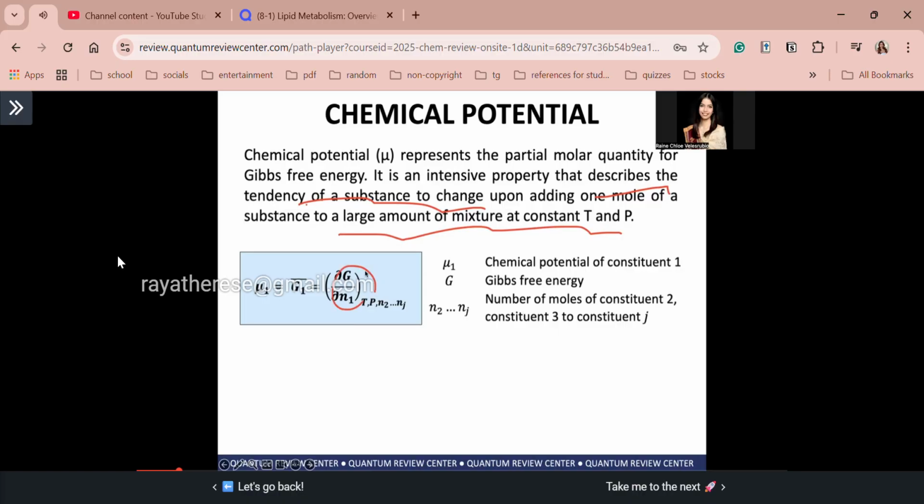Now, the partial derivative here means how much G will change when we add a tiny bit more of substance 1. So, basically, guys, the chemical potential of substance 1 is the change in the system's Gibbs free energy when you add a tiny bit more of substance 1.